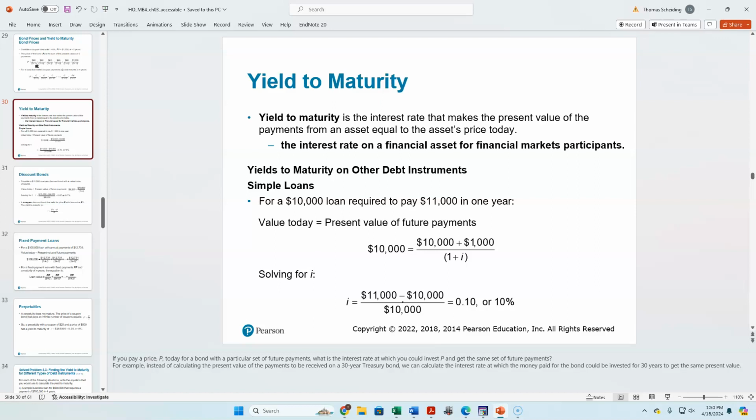If this kind of calculation bothers you, you could also just go into a simple percentage change calculator that even Google has, and you could find the percentage change here, because we're going from 10,000 to 11,000, and it would tell you that's a 10% change.